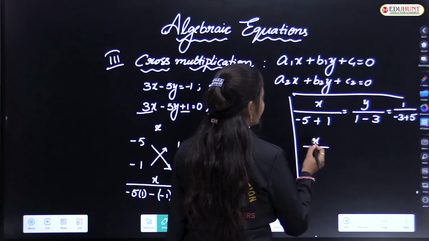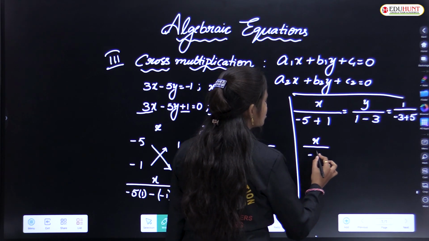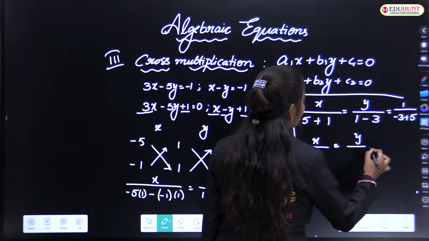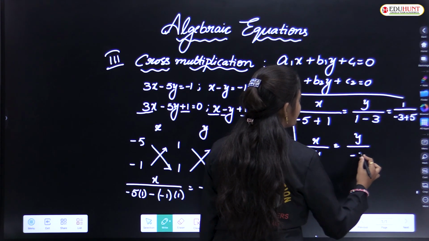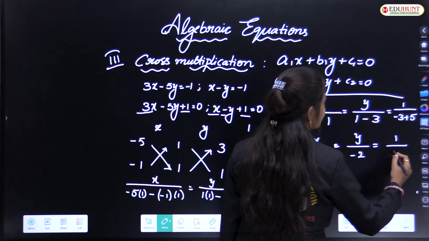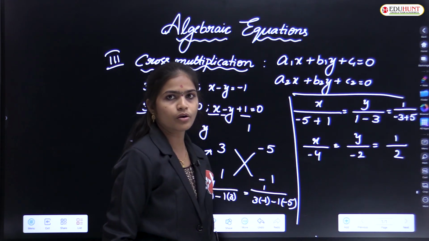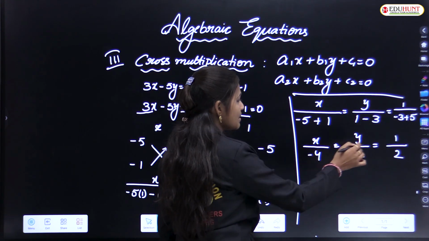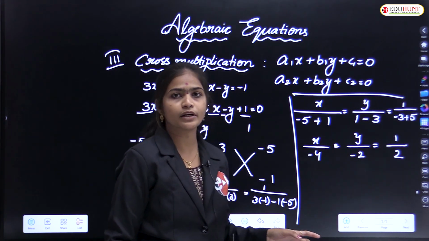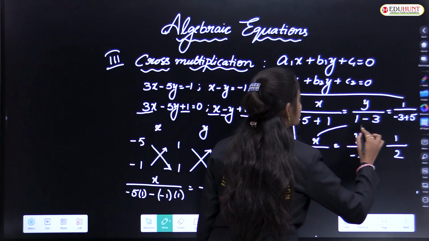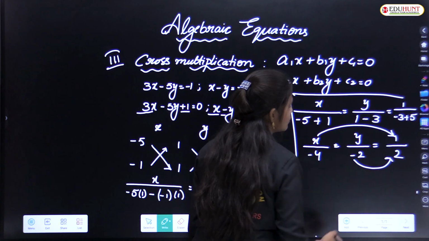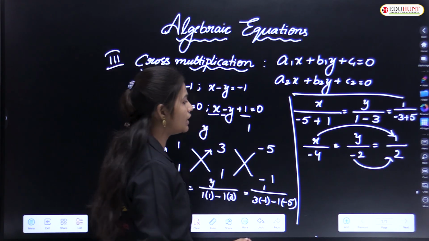So here x by minus 5 plus 1 is equal to minus 4, which is equal to y by 1 minus 3, which is minus 2, which is equal to 1 by minus 3 plus 5, which is equal to plus 2. Okay. Now here we got simple values, no? x by minus 4, y by minus 2 is equal to 1 by 2. Now equate these two values. First equate the x values, next equate the y values. Then you will get the x value and y value.